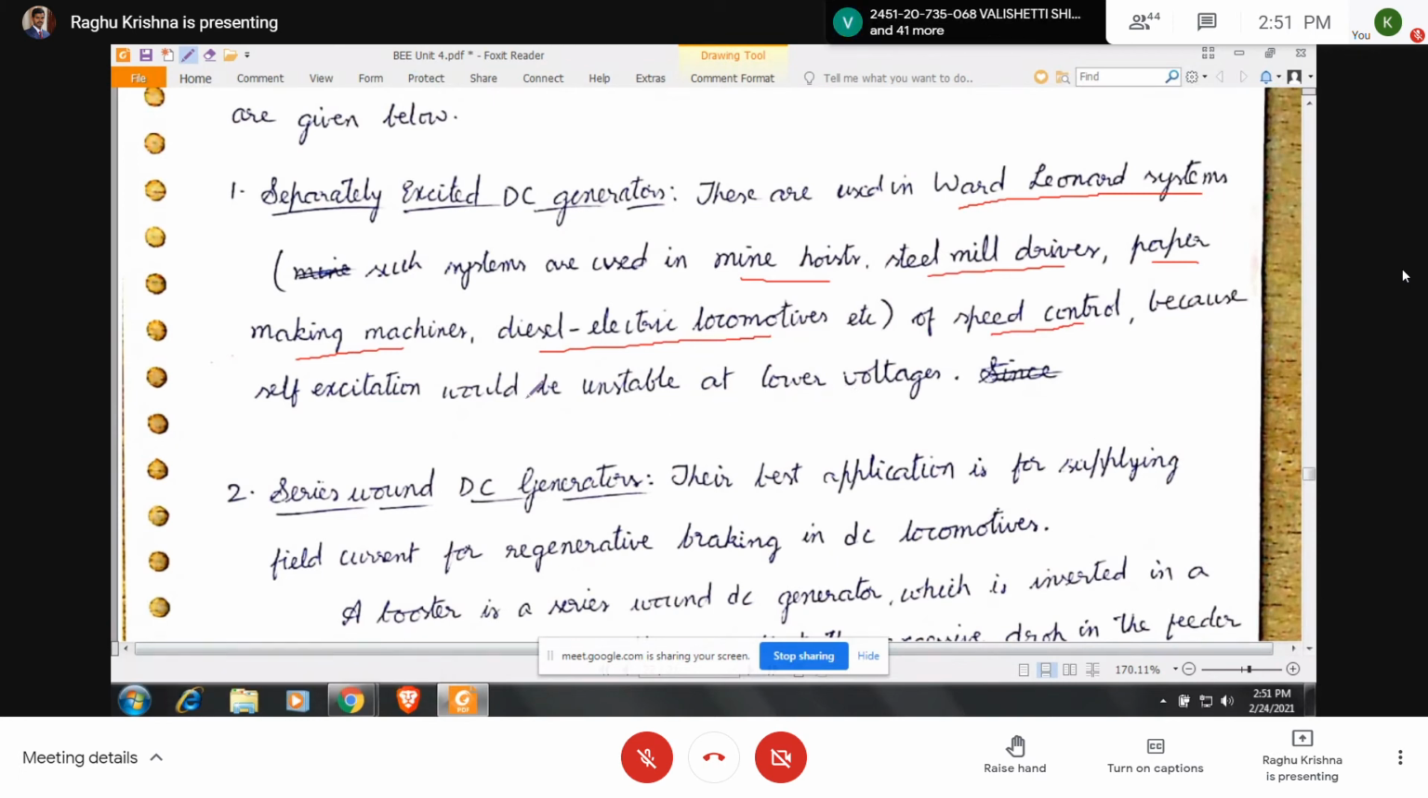So at these places we are going to use separately excited DC generators because self-excitation would be unstable at lower voltages, due to the residual. That's why we use separately excited DC generators. The field winding is excited separately.